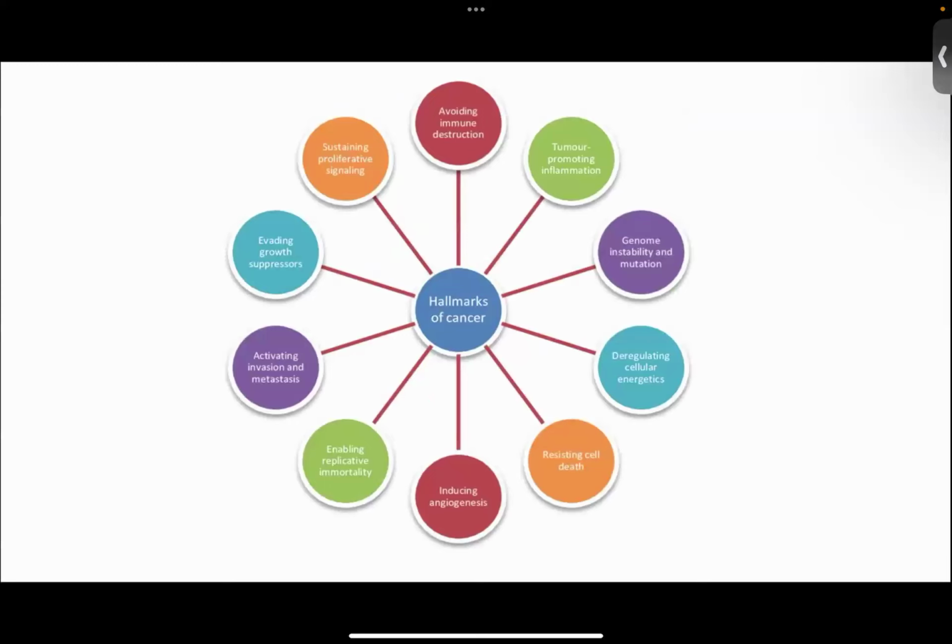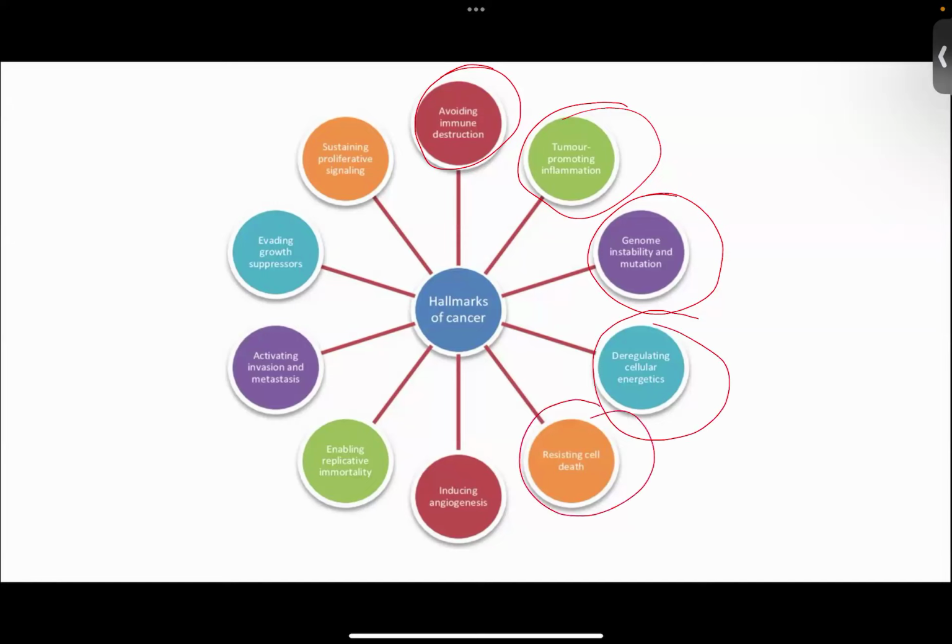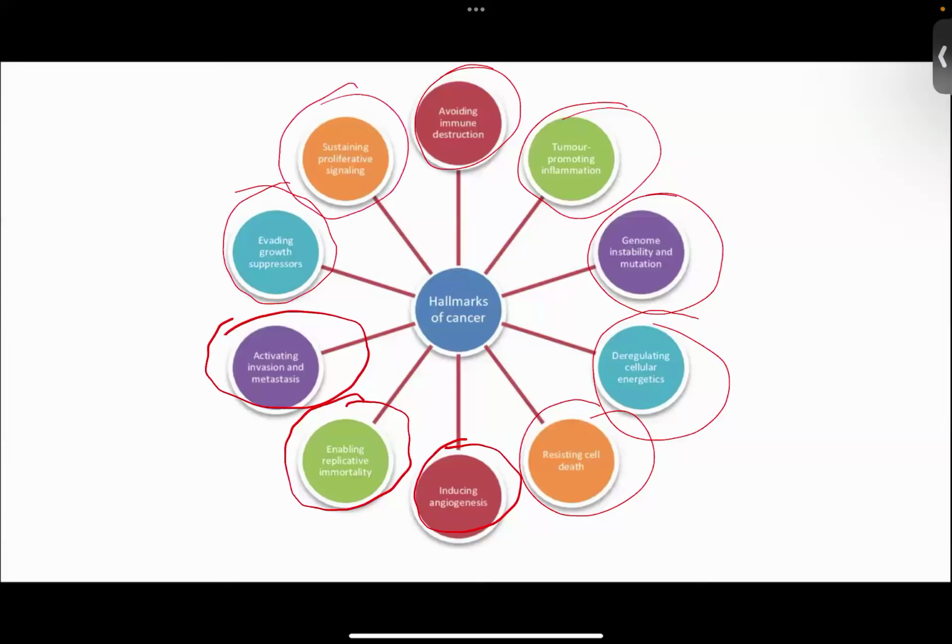Next, let's see the hallmarks of cancer. There are basically 10 general hallmarks of cancer: avoiding immune destruction, tumor promoting inflammation, genomic instability and mutation, deregulating cellular energetics, resisting cell death, inducing angiogenesis, enabling replicative immortality, activating invasion and metastasis, evading growth suppressors, and sustaining proliferative signals.